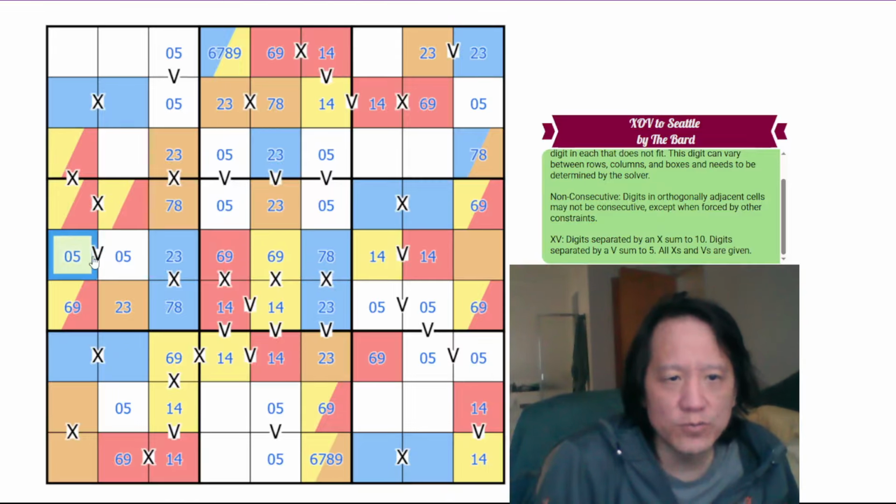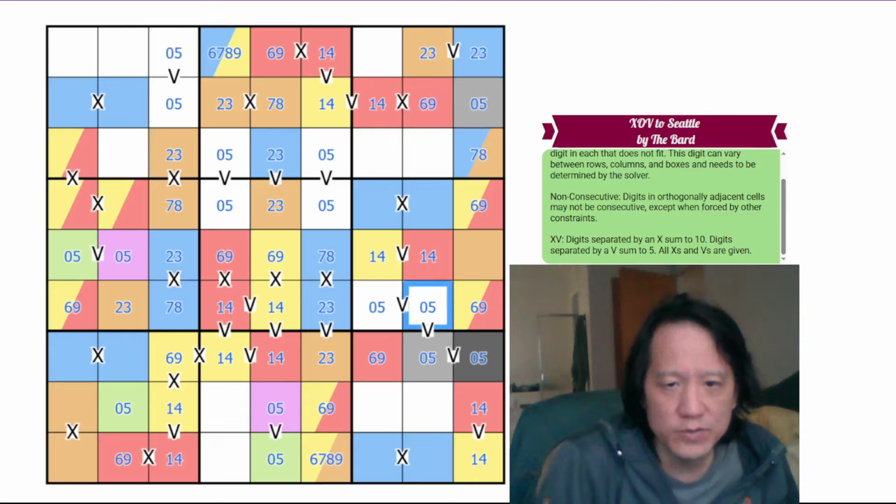We're going to make this green and pink for the 0, 5s. So this is pink, which makes this green, which makes this pink, which makes this green. We don't know the difference between these. So this will make medium gray and dark gray. So that's medium. This is dark, medium. Medium makes this dark, which makes this medium.